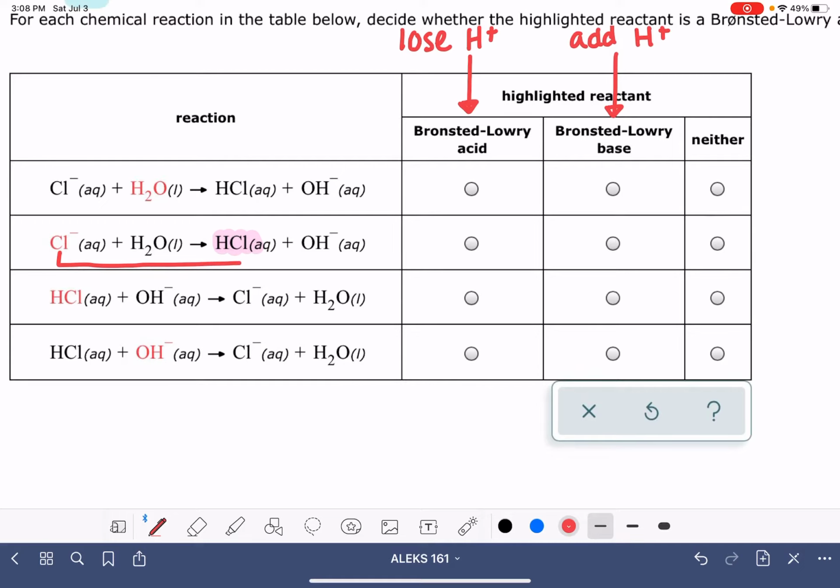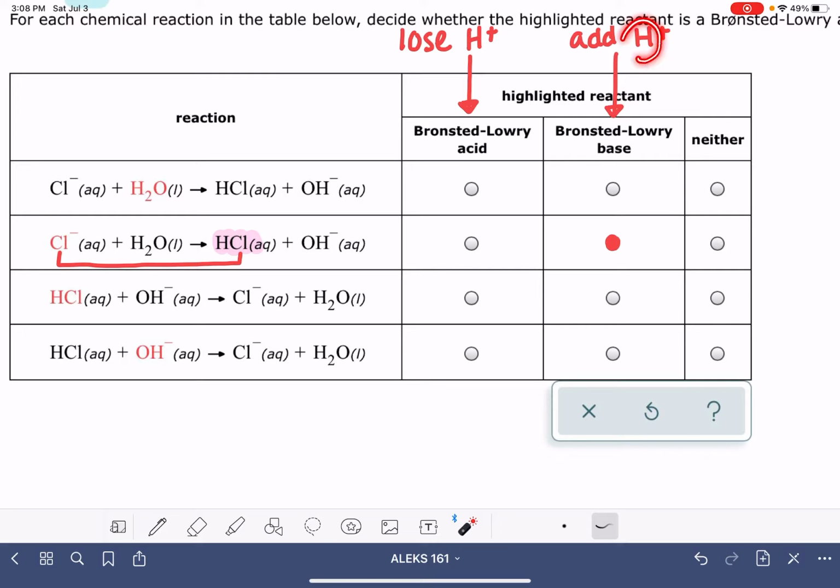And once you've made that determination that this reactant belongs with this product, then you can apply the definitions of the Brønsted-Lowry acid and base. What happened to the chloride in terms of the definitions of acids and bases? Well, we can see that the chloride ion added a hydrogen ion, which is the definition of what it means to be a Brønsted base. So we'll check that box.